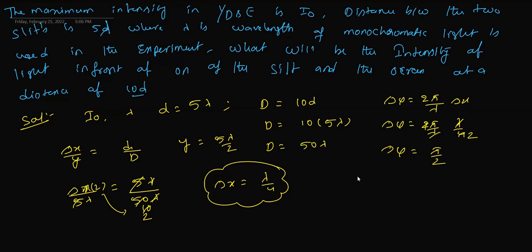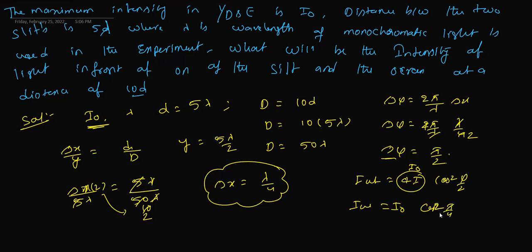And I net can be written as 4I cos square phi by 2. But in the question they told the I value, that is I naught. Therefore, I net equal to 4 I naught cos square phi by 2. In the place of phi, what are we going to substitute? Pi by 2 whole divided by 2. That's nothing but pi by 4.